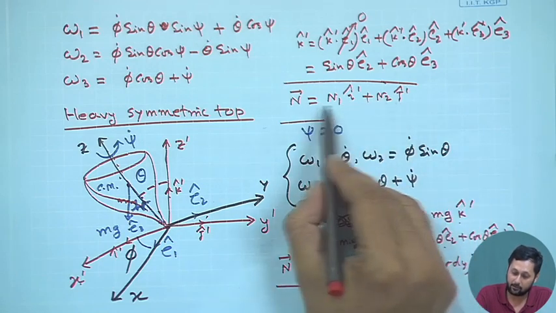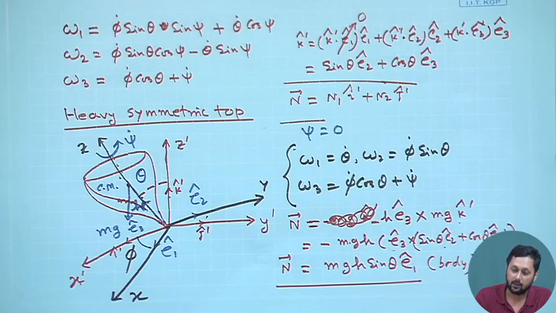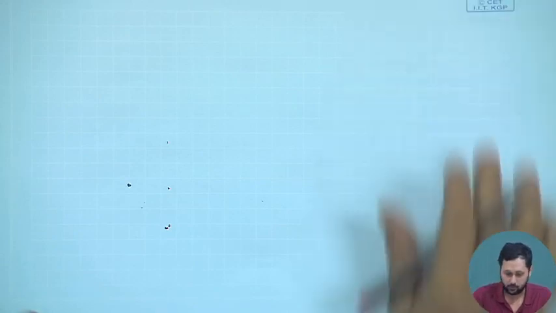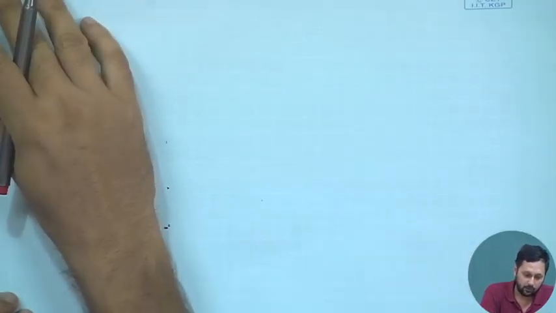This can never have a component in the z direction. Now, this has a significance, we will see later. Now, we have this mathematics worked out. Next is writing out the Euler's equation.